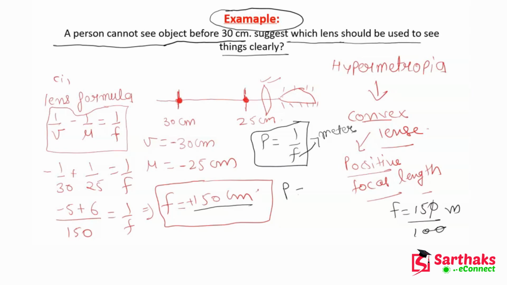So what will be the value of power? 1 upon 15. This is the power of this converging lens, or you can say the power of this convex lens. I will also have to add diopter, because 1 by 15 doesn't have any meaning. I hope these things are clear to you. Now let's move ahead and talk about other concepts.